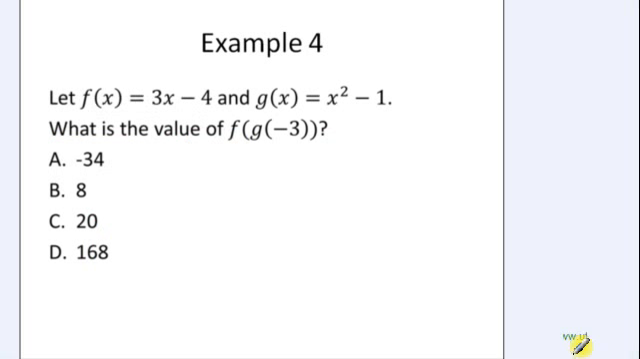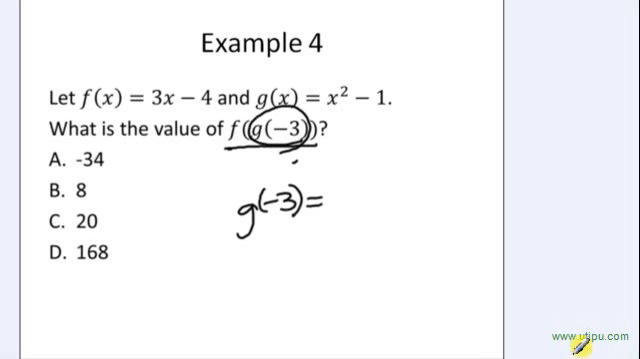Here we have two functions, f of x and g of x, and we're asked to find the value of f of g of negative 3. Now with compositions, we always want to work from the inside out. So the inside says, find the value of g of negative 3.